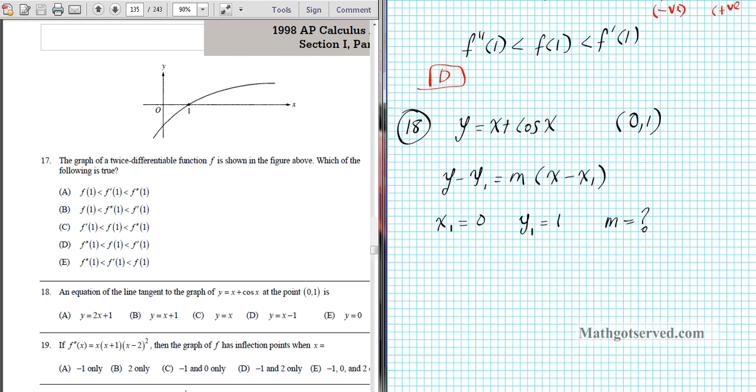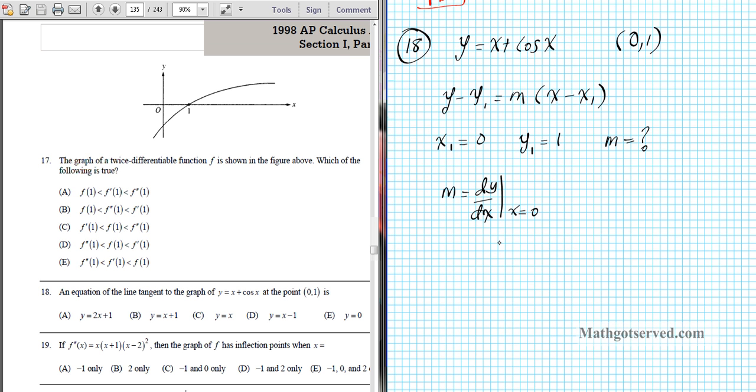The beauty of derivatives is that we can use them to find the slope of a line with just one point. We don't need 2 points as in algebra 1 and 2. So how do we do that? We just find the derivative at the specified x value. So m is basically dy/dx at x equals 0. Let's find what the derivative is first and then evaluate it at x equals 0. That will give us the slope. We'll plug it into this equation and that will give us our equation.